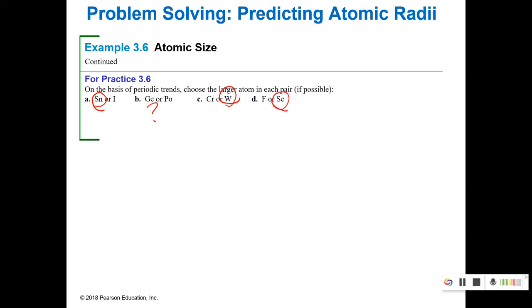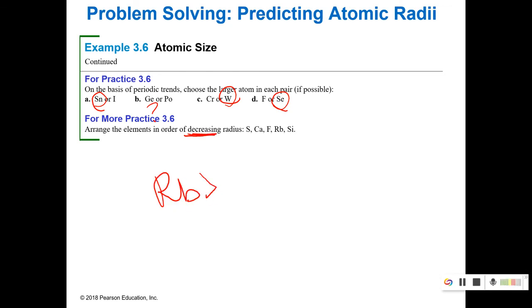And selenium or fluorine, it's going to be selenium. It's farther down and farther to the left. Okay, now it wants us to arrange them in decreasing radius. So that means smallest is last and the largest is first. So we're looking for the one closest to francium first, which is rubidium. So Rb is the greatest.